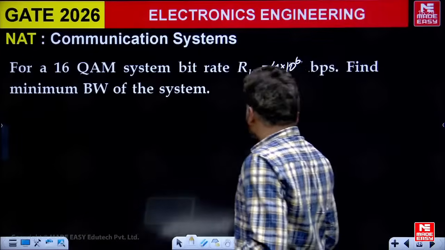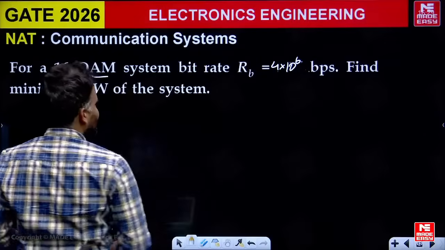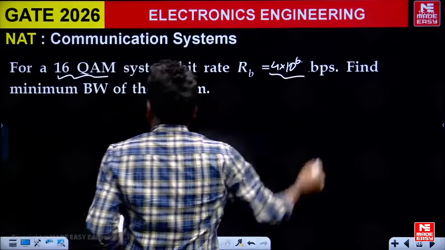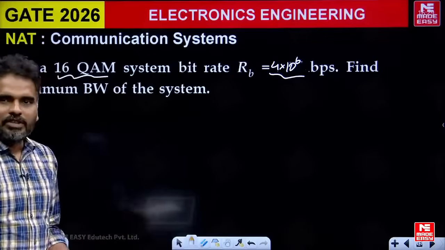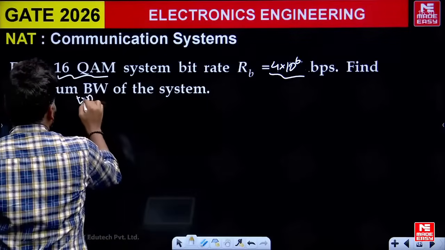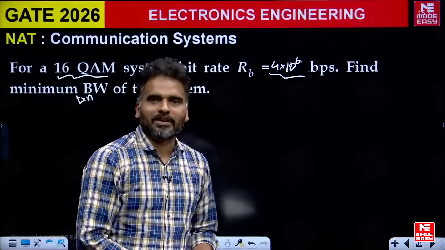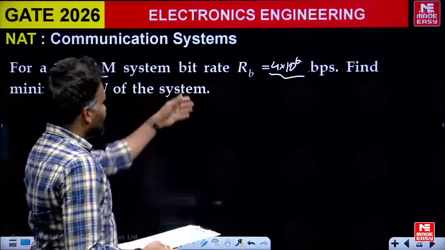So this is quite an easy question, and it is about 16-QAM. The bit rate is given, and we have to find the minimum transmission bandwidth. So what does the minimum transmission bandwidth mean? It is the minimum channel bandwidth required to transmit this signal.